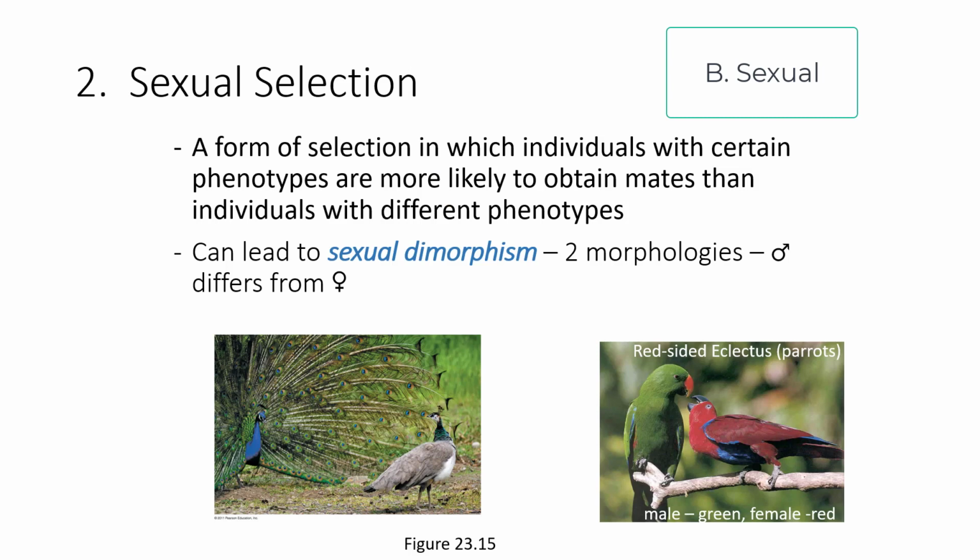Next up, sexual selection. This is a form of selection where the mates are making the choices, and the birds that look the best are going to be producing the most offspring. Now here's the thing, sexual selection can lead to sexual dimorphism, where the males look very different than the females, or the females look very different than the males. And that's because the selection is acting on whatever phenotype is going to be prettiest.